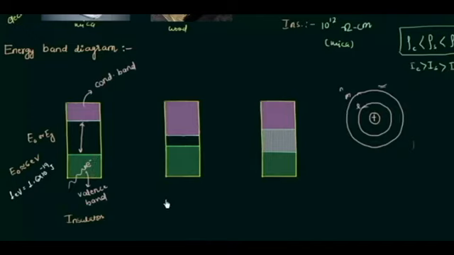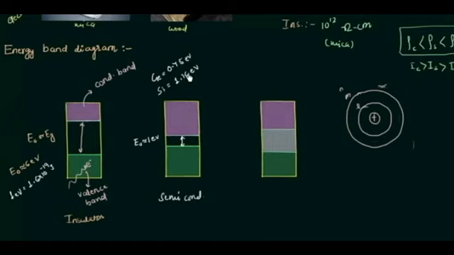And if I talk about the semiconductors, definitely this band is going to be much narrower, and you can see here we have a reduced forbidden band gap, and it is nearly equal to 1 electron volt in case of semiconductors. And if I talk about germanium, then it is 0.75 electron volt, and in case of silicon it is equal to 1.16 electron volt.